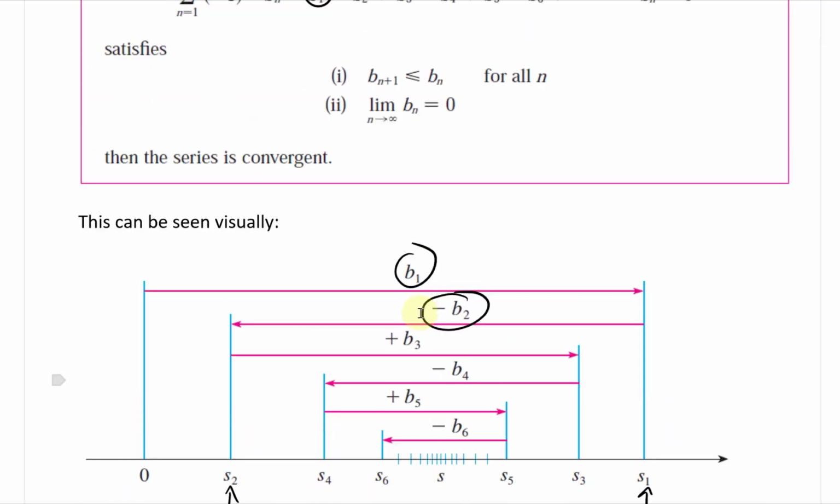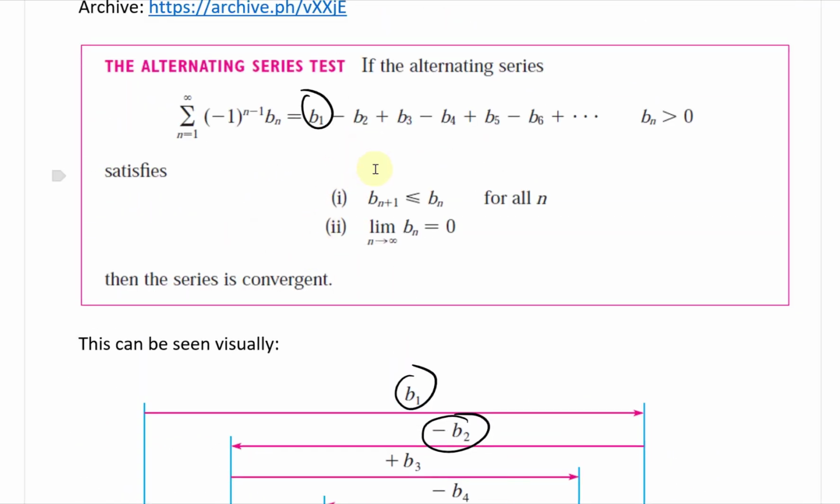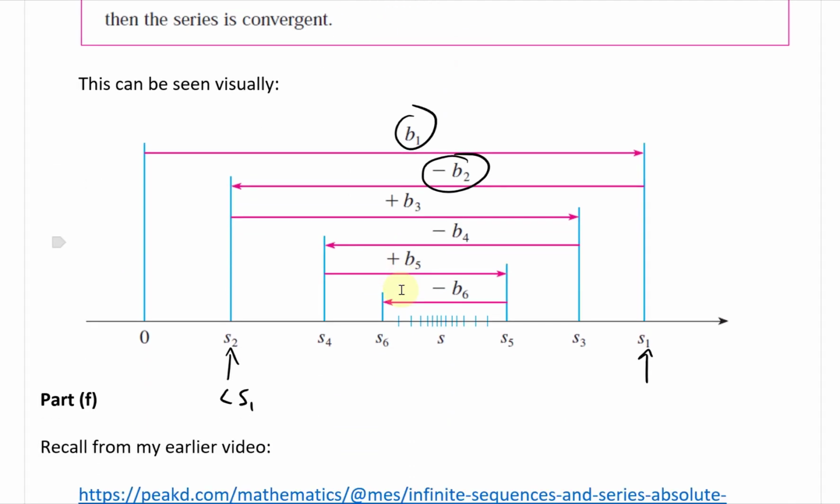And now you're going to be adding a number that is smaller than b2, for example all the way across here. Now you have this one right here, S3, which is greater than S2 but less than S1, because you're always going to be smaller and smaller. And then if you go backwards now, you're going to be subtracting a number smaller than b3.